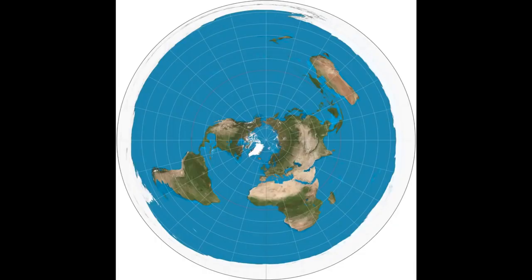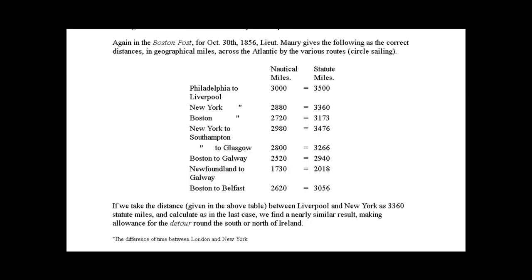Southampton to Glasgow, 2,800 nautical miles, 3,266 statute miles. Boston to Galway, 2,520 nautical miles, 2,940 statute miles. Newfoundland to Galway, 1,730 nautical miles, 2,018 statute miles. Boston to Belfast, 2,620 nautical miles, 3,056 statute miles.